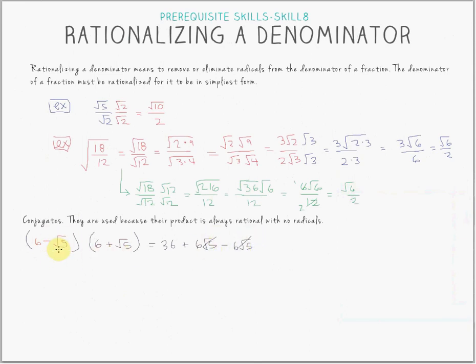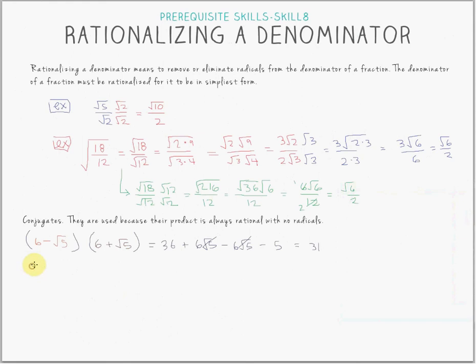Then we have our negative square root of 5 times our positive square root of 5, which gives us a negative 5. Square root of 5 times square root of 5 is 5. So then we're left with just 36 minus 5, which is 31. Okay, so that was just showing you that conjugates always come out with a whole number. Sometimes they won't be a complete whole number, but the radicals will be gone, depending if there's variables in there. Okay, so let's look at an example that actually uses this as well.